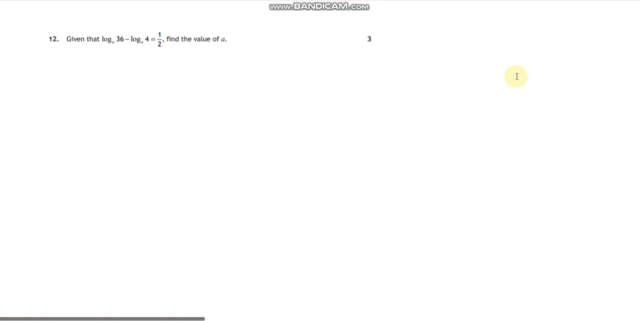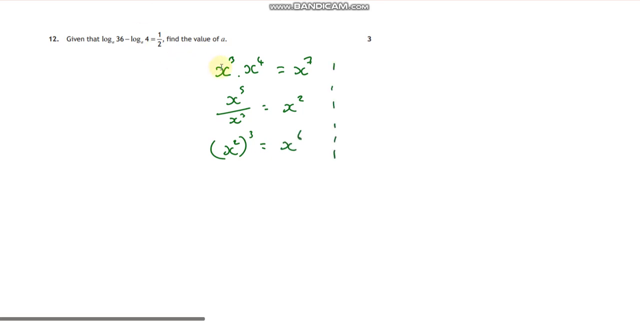So yeah, let's have a look at our log rules. Now, don't forget our log rules. They're very linked to our indices rules. So if you remember, x cubed multiplied by x to the 4, it's not x to the 12, it's x to the 7. If you remember, x to the 5 over x to the 3, that's going to give you x to the 2. And if I had something like x squared cubed, I would multiply them. Okay, and that's very similar to our log rules.